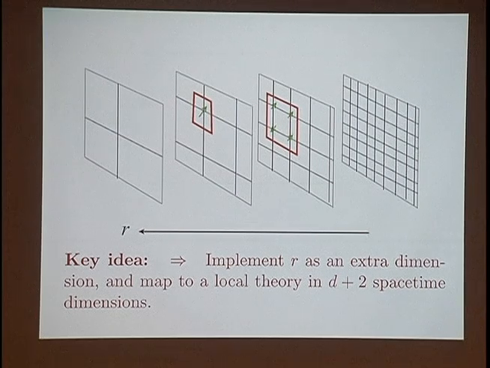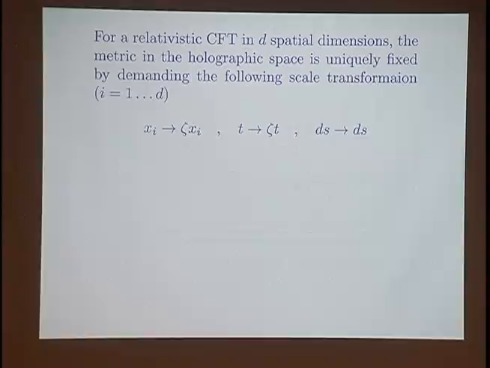Once you accept that, then you can very quickly see that the only possibility for the metric on this space is anti-de Sitter. And that comes from this very simple argument. This conformal field theory in the boundary has the property that it's scale invariant. So you scale x and t by a factor zeta, and the physics should be invariant under the scale transformation.